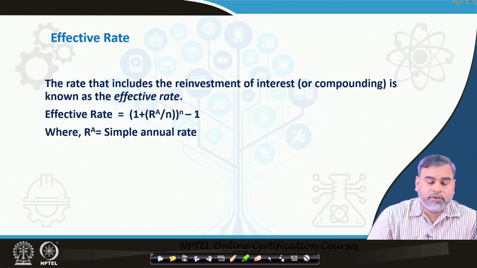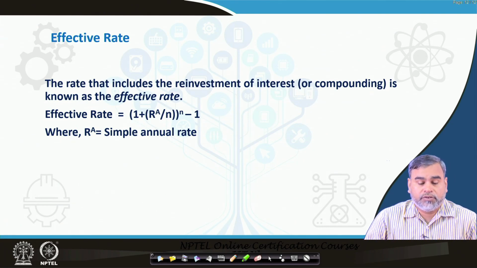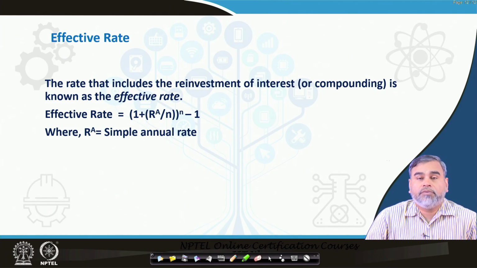Then we have a concept called the effective rate. So, what is the effective rate in this case? Whenever we are talking about the effective rate, it basically includes the reinvestment of interest, or compounding. That means, for example, whenever we are going by semi annual coupon payments, what we are getting is basically 1.05 to the power 2, but the effective rate, if you want to calculate, will be 1 plus RA by n to the power n minus 1.